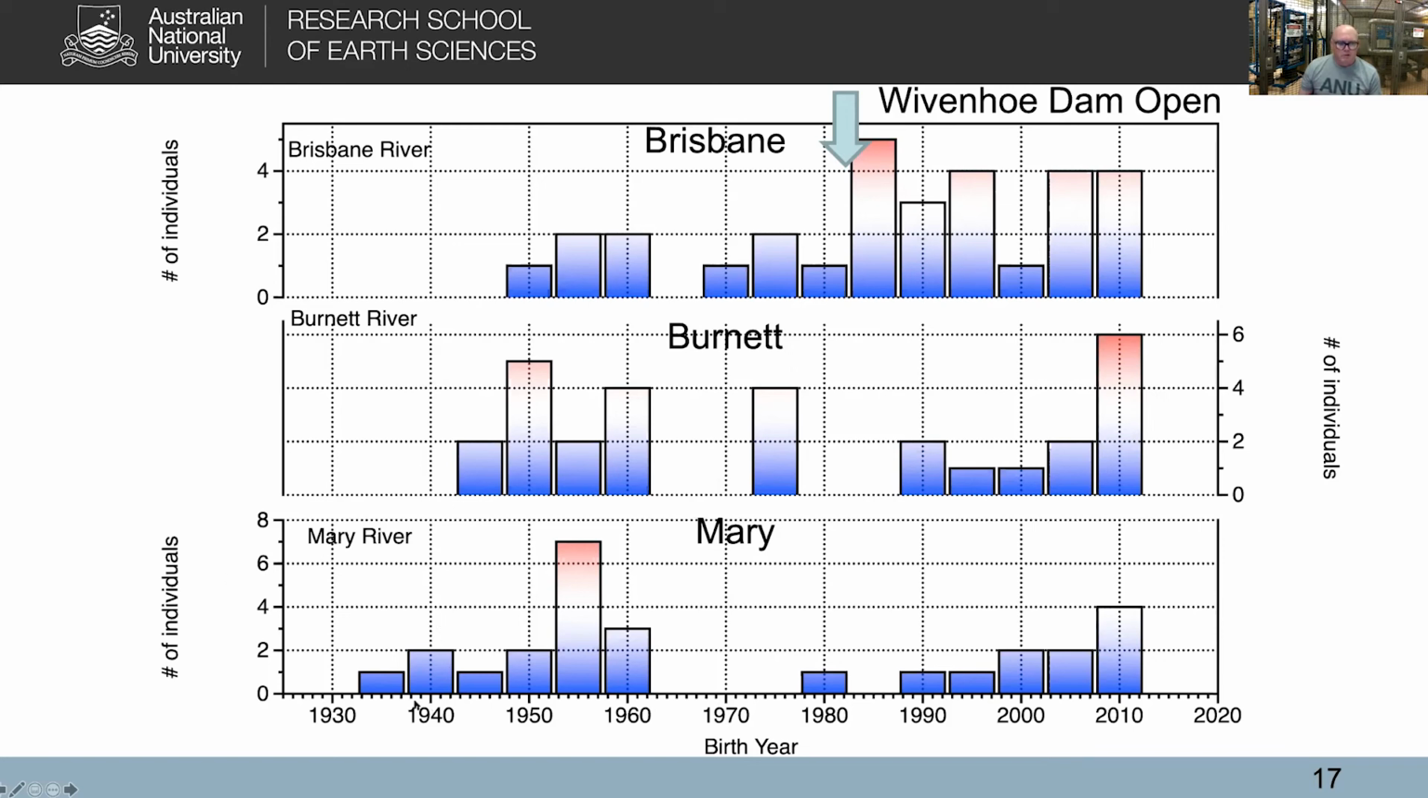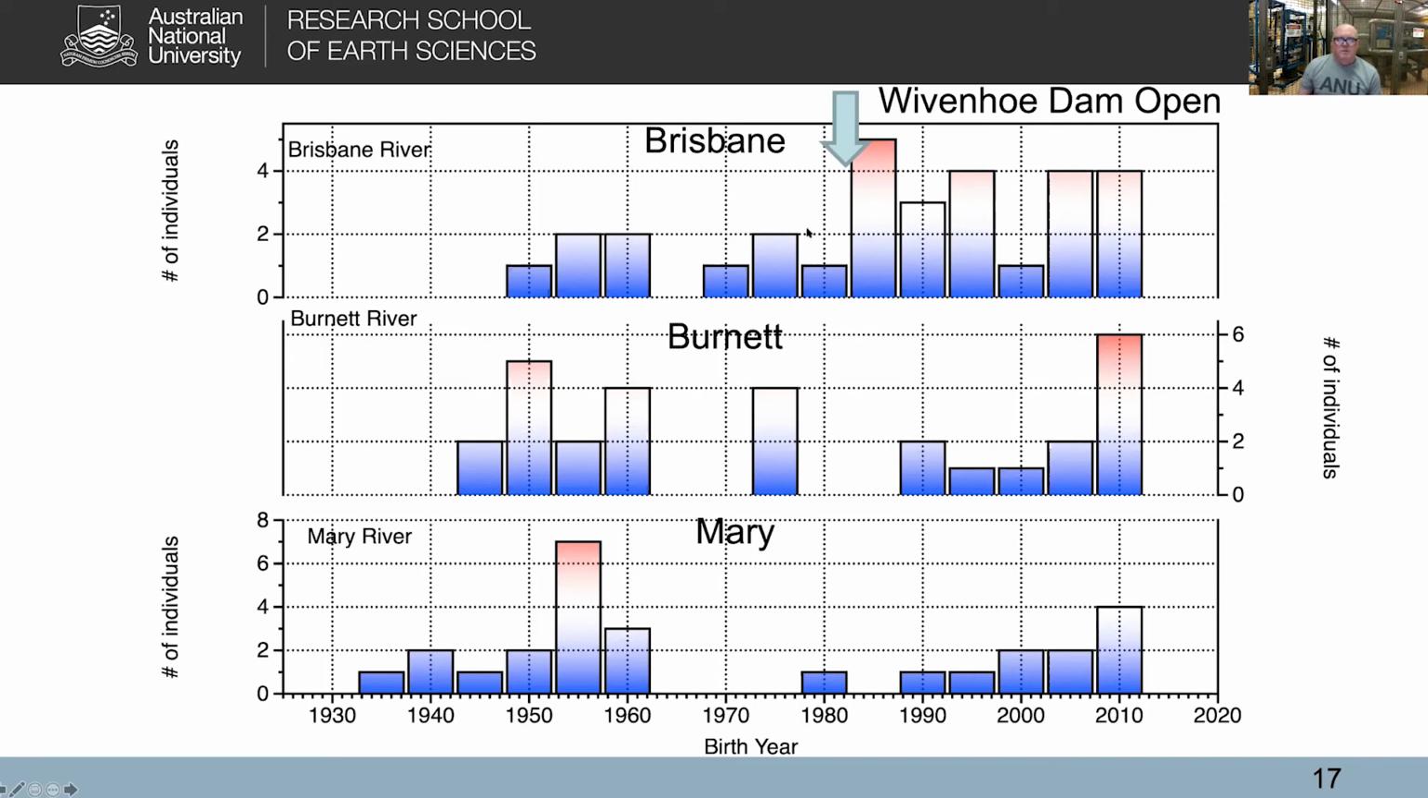So in the Mary River here, we had fish that were born in the late 1930s, quite a few born in about 1955. But then we had some gaps where no fish were born. And then in the Mary River, since the 1990s, it doesn't look like very many fish were born. In the Burnett River, we also see this kind of gap in the 60s, 70s, and the 80s. But then more recently, we saw good amounts of fish being born.